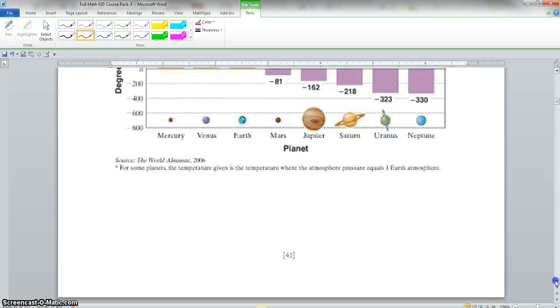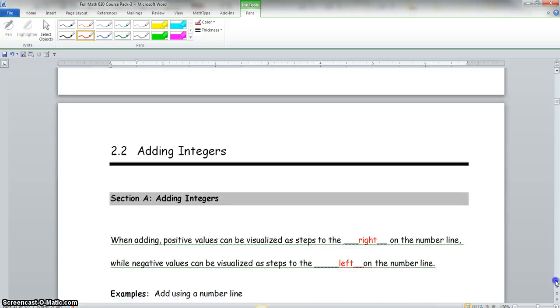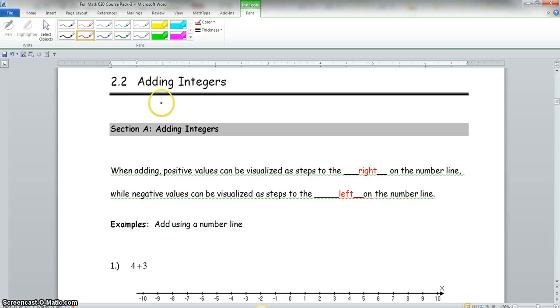Okay, now this takes care of section 2.1. We're going to start on section 2.2. It says adding integers. When adding, positive values can be visualized as steps to the right on the number line, while negative values can be visualized as steps to the left on the number line.